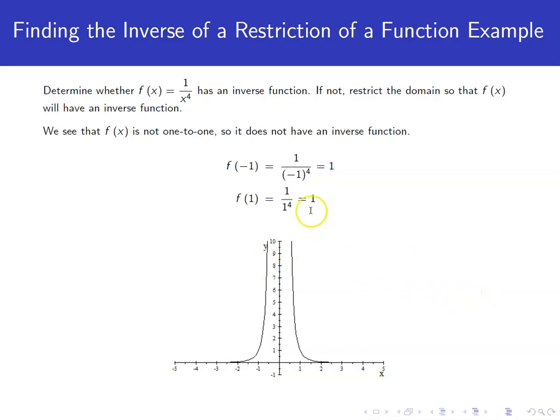Another way to see it is to just find two x coordinates that give us the same y coordinate, or two distinct inputs that give us the same output. In this case, if we plug in 1 or if we plug in -1, we get a 1 out for the output. So here's numeric evidence that shows the function is not one-to-one. Here's graphical evidence that shows the function is not one-to-one. Since it's not one-to-one, it does not have an inverse function.